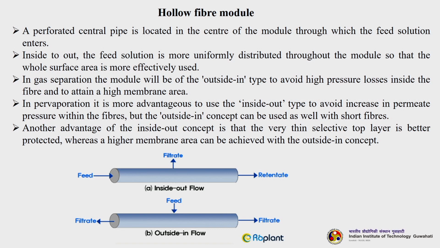Just for your understanding, we need to vacuumize the permeate stream in the case of pervaporation so as to achieve our targeted separation. In case we have an outside in system, it is very difficult to achieve a vacuum. That is why feed flows through the lumen of the tubes and we get permeate outside. Another advantage of the inside out concept is that the very thin selective top layer is protected, whereas a higher membrane area can be achieved with the outside in concept.